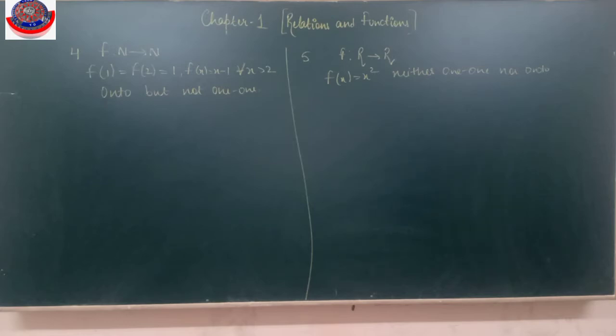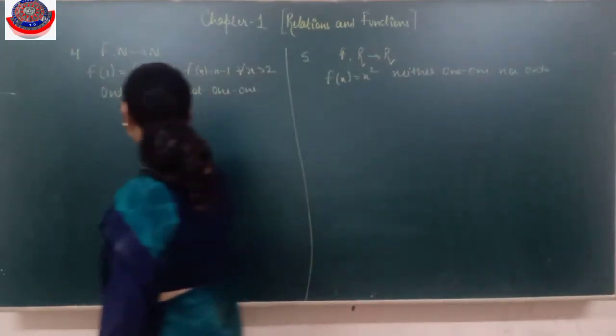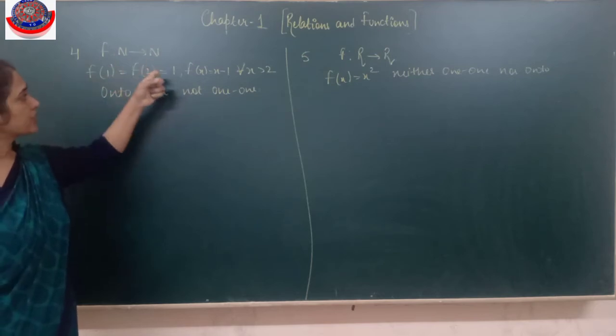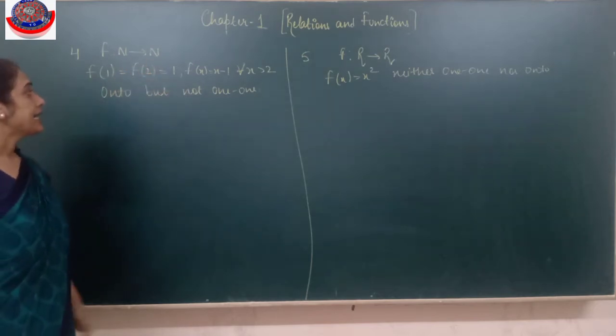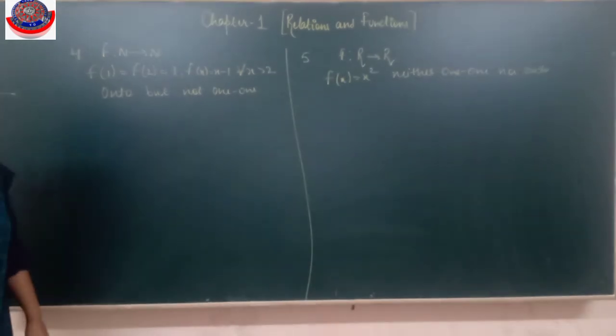Look at the next question. f is from natural numbers to natural numbers such that f of 1 and f of 2 have value 1, and f of x is equal to x minus 1 for all values of x greater than 2, because the values for 1 and 2 are already given. It is onto but not 1-1.